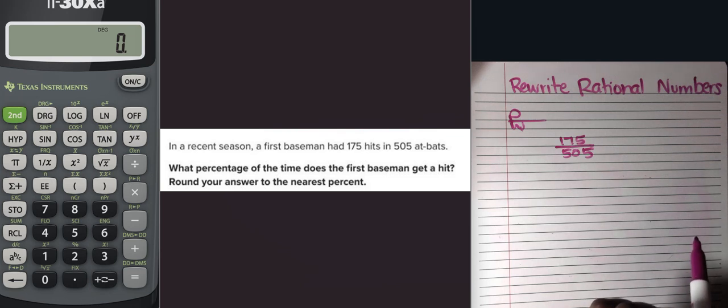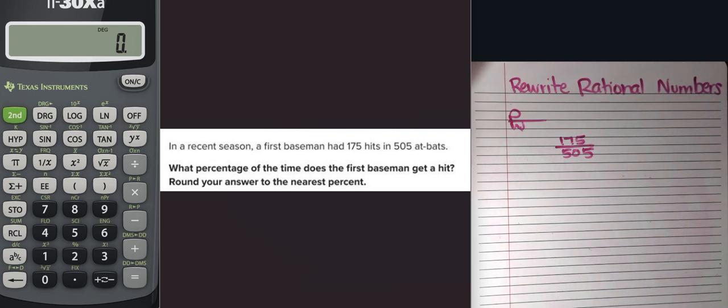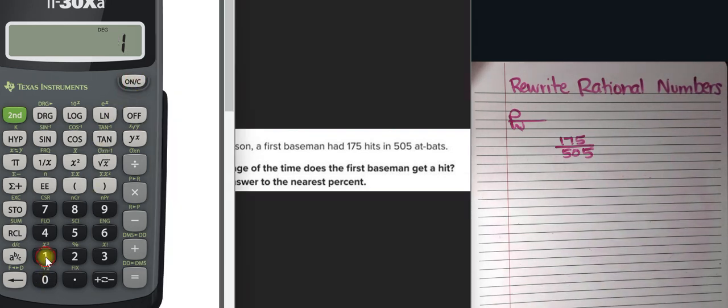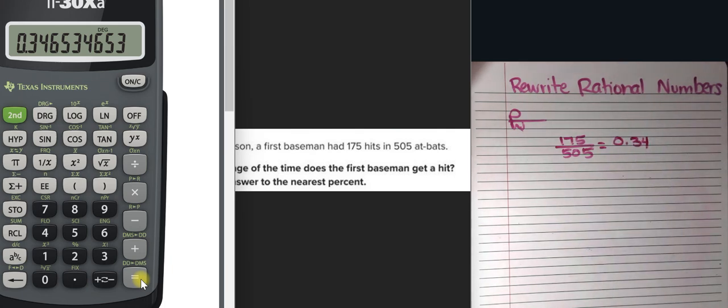We can convert it into decimal form, and then from the decimal form we can go into a percent. So we can use long division, but we can also make it even quicker if we just use our calculator and plug in 175 divided by 505. And then we end up with 0.34. We see a lot of numbers, but I want you to pay attention, because there's a pattern in here. I see the 3, the 4, the 6, the 5, and then here's the 3 again. So that is our repeating number.